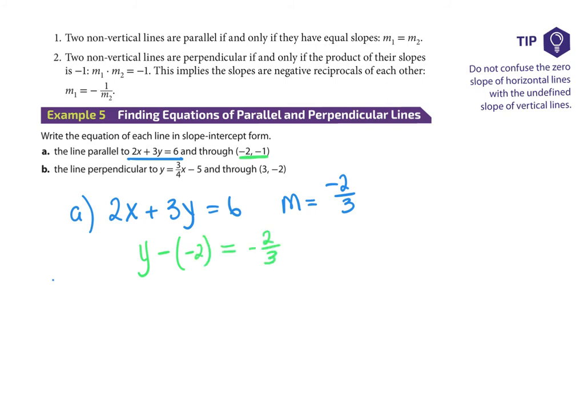Sorry, could you say that again? I'm trying. M x minus x1. Siri wants to learn algebra 2.